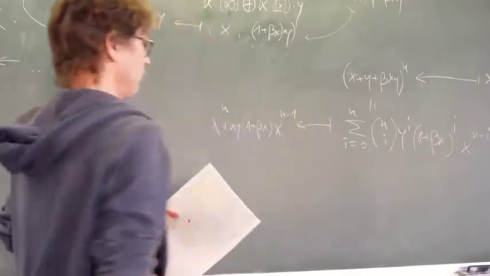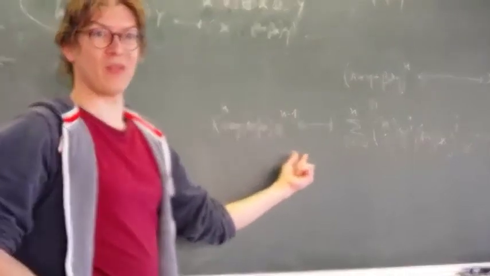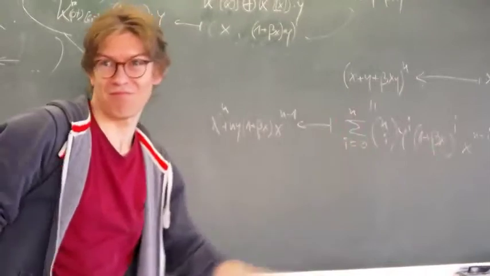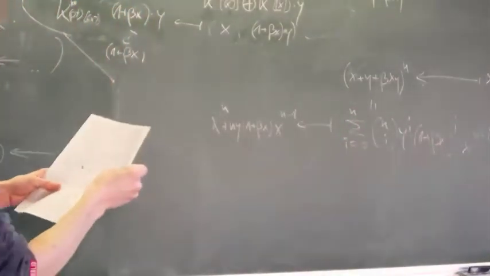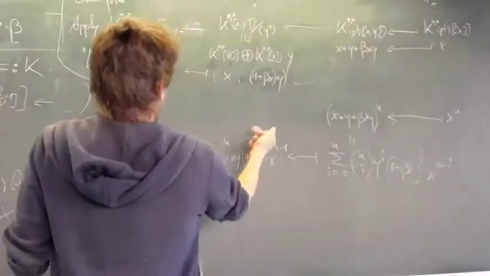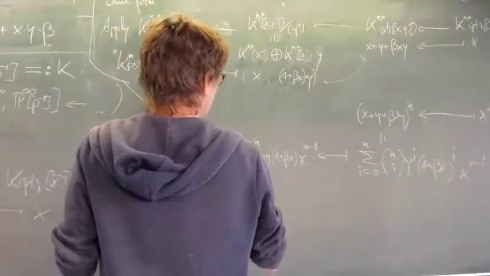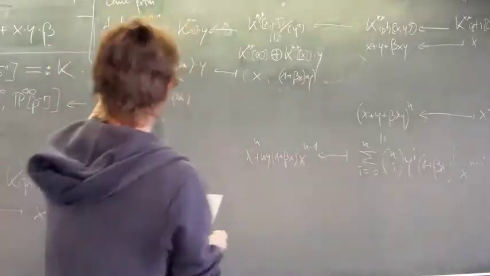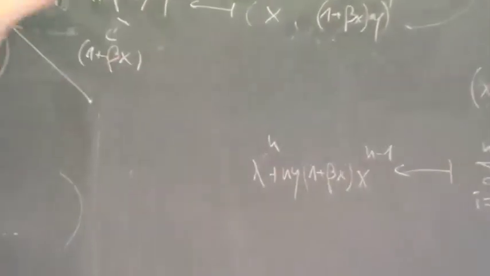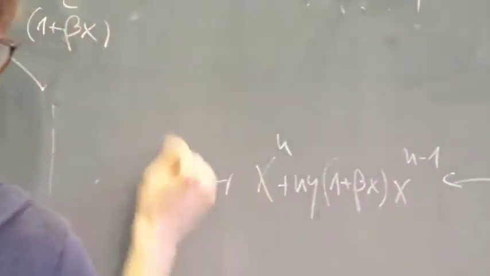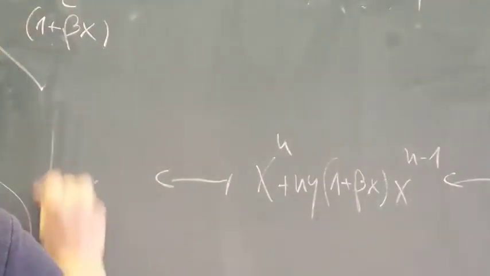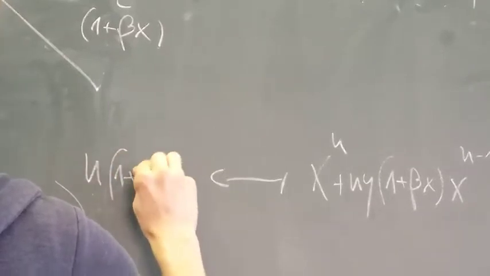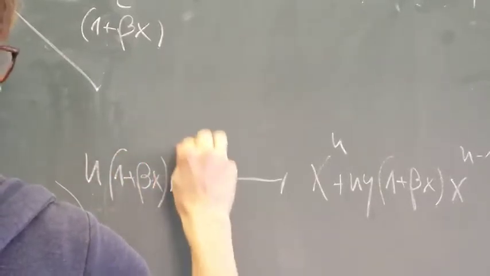the n minus 1. The two highest powers of the x to the n. The lower powers that have higher y's, they get thrown away. What did I do in the next step? I deleted just the x part and kept the y part. And then I forgot about the y because of this isomorphism here. So this goes next to n times 1 plus beta x to the n minus 1.